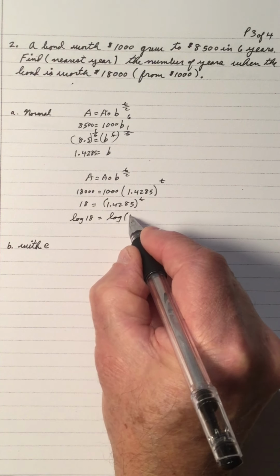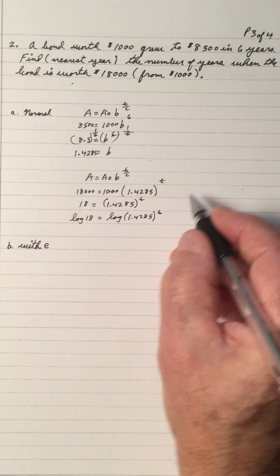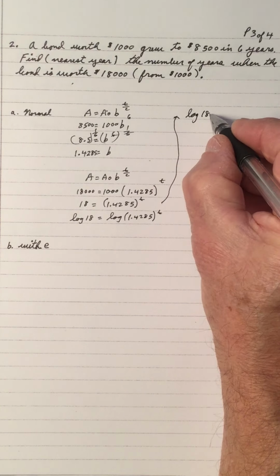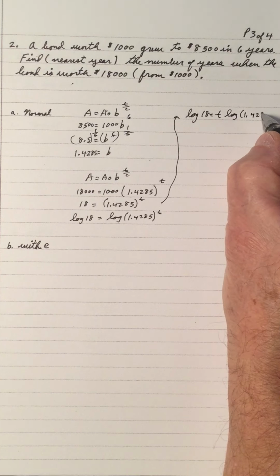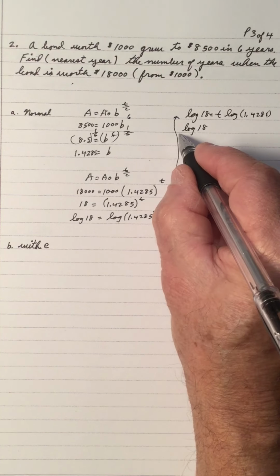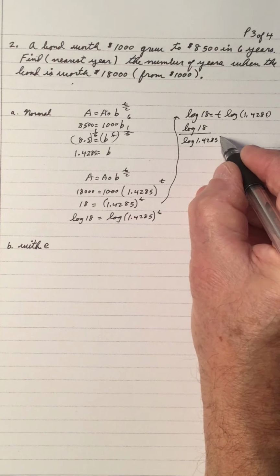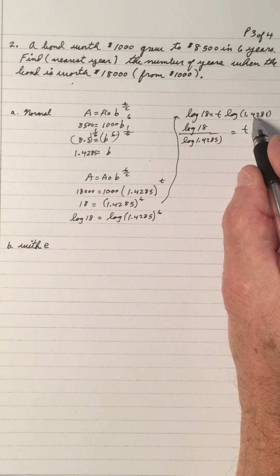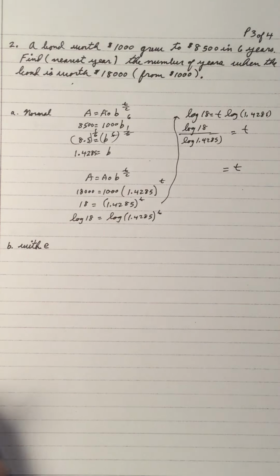So the log of 1.4285 to the T, and we'll bring that up here. So we have log 18 equals T log 1.4285. That means the log of 18 divided by the log of 1.4285 equals T. So we're dividing the log of 1.4285 into the log of 18. So T is equal to, and we'll work that out.